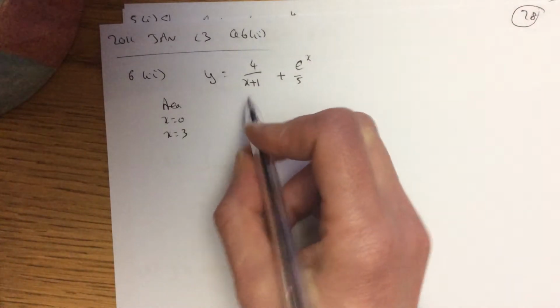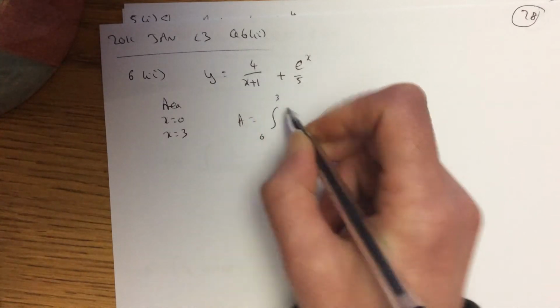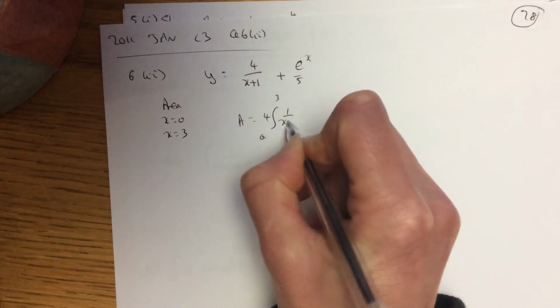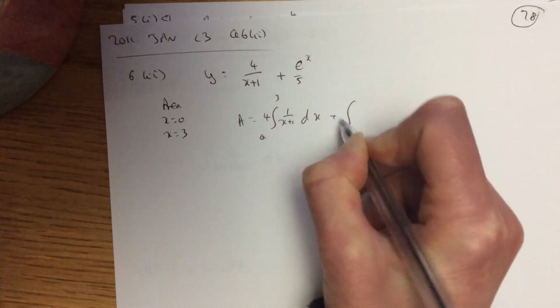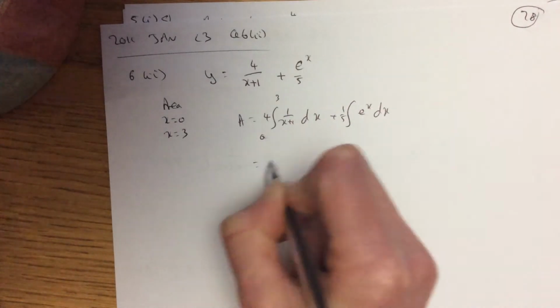Okay, finding the area of this. So the area is when you integrate between 0 and 3. I'm just going to split this integral up. So putting the 4 outside, and then it's the integral of, I'm going to put that 5th outside, just to make it a little easier to see.